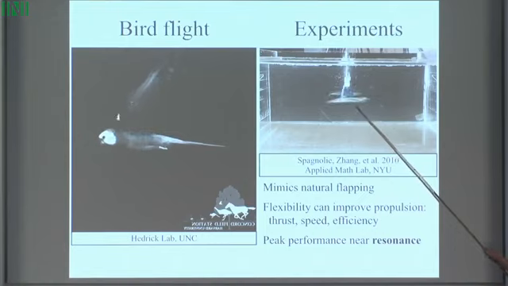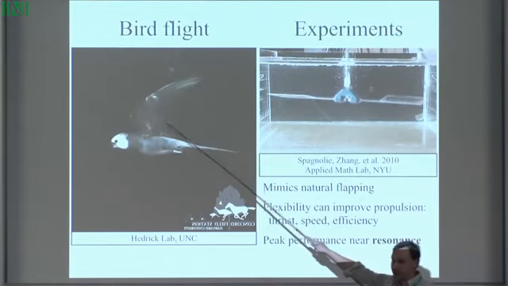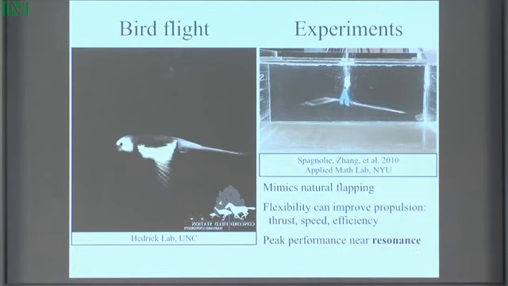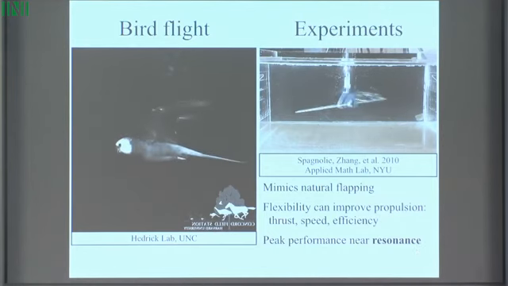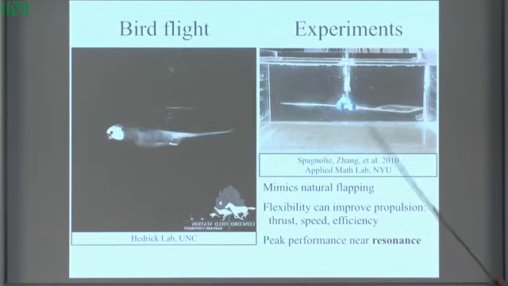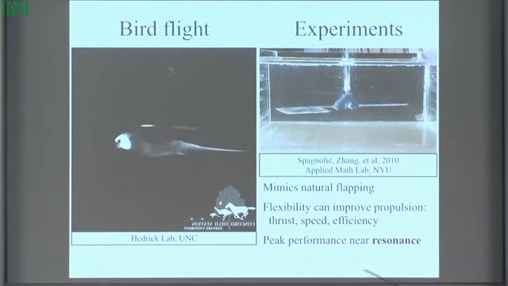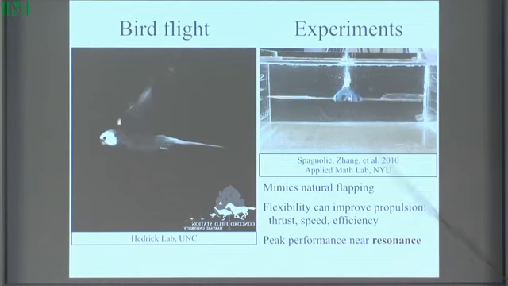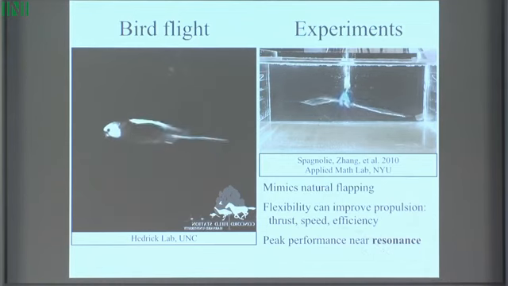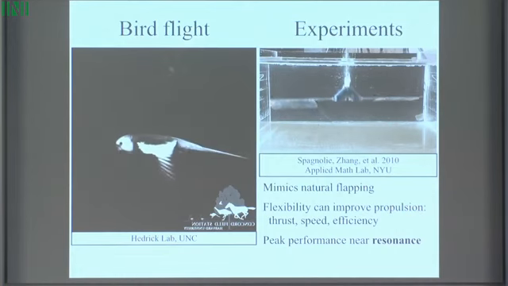This torsional spring represents flexibility of the bird wing in a simple way. The main finding that jumps out is that flexibility can dramatically improve the performance of the wing. It can make it swim faster, especially if it's forced near a resonant frequency. And I'll touch on that throughout the talk. I can do this.